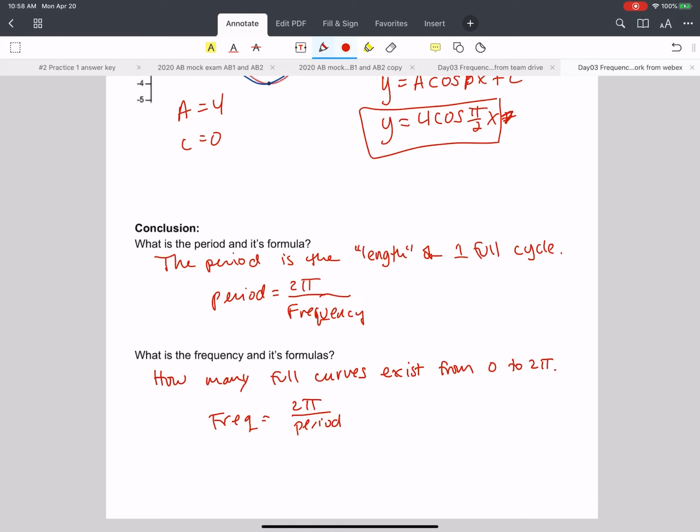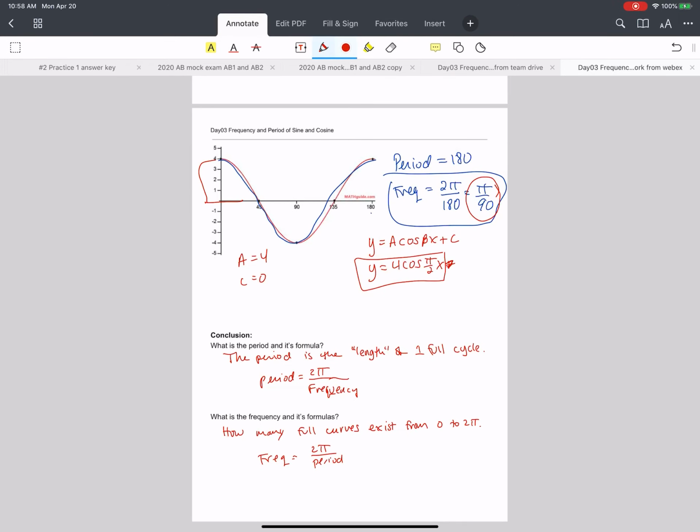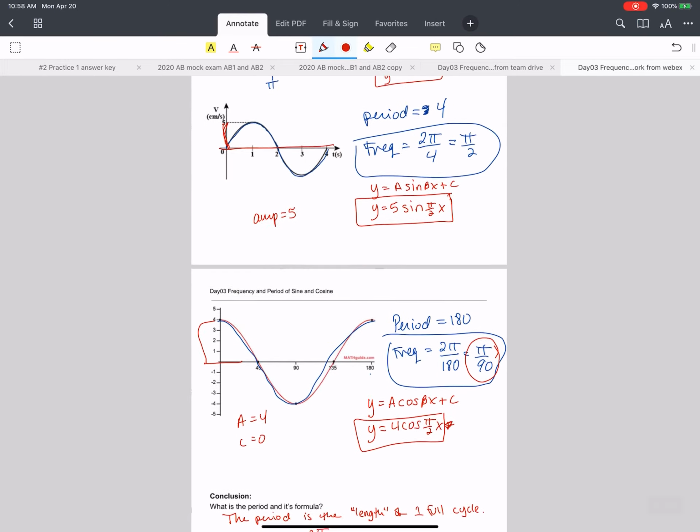I hope you have a better understanding of frequency and period and how they go together. At this point, you will know everything about trig graphing, and it's a good time to start practicing because you got to put it all together.